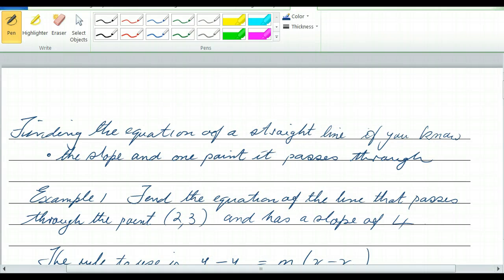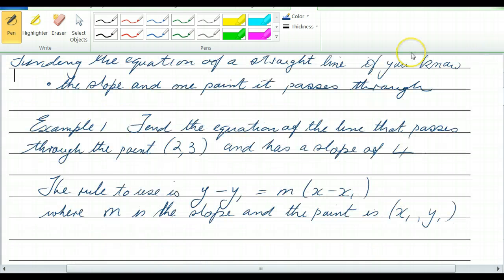Hi, today we're going to work through some examples where you're asked to find the equation of a straight line if you've been given the slope of the line and a point that the line passes through. So for the first example, let's see how we would find the equation of a straight line that passes through the point (2, 3) and has a slope of 4.